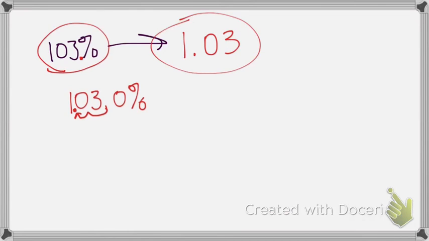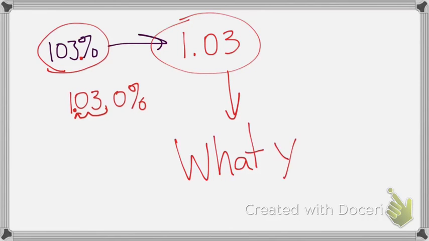Does that make sense to you guys? So basically, whatever the interest is, you add that percentage onto 100 and then turn it into a decimal. And that decimal, that is what you multiply by.